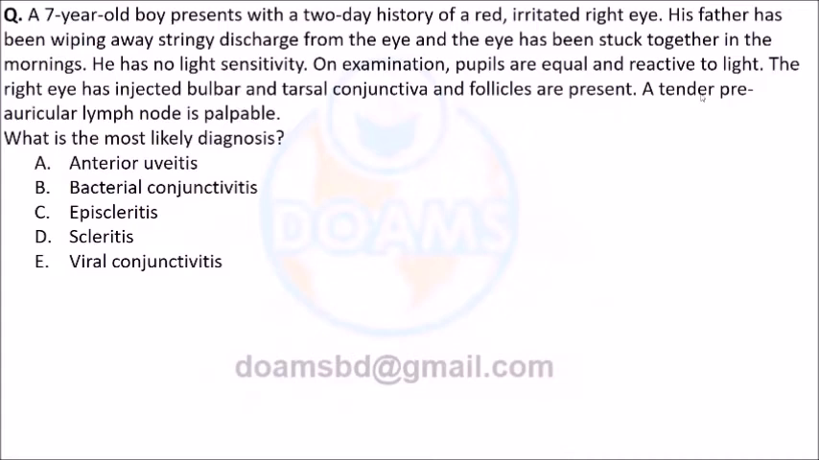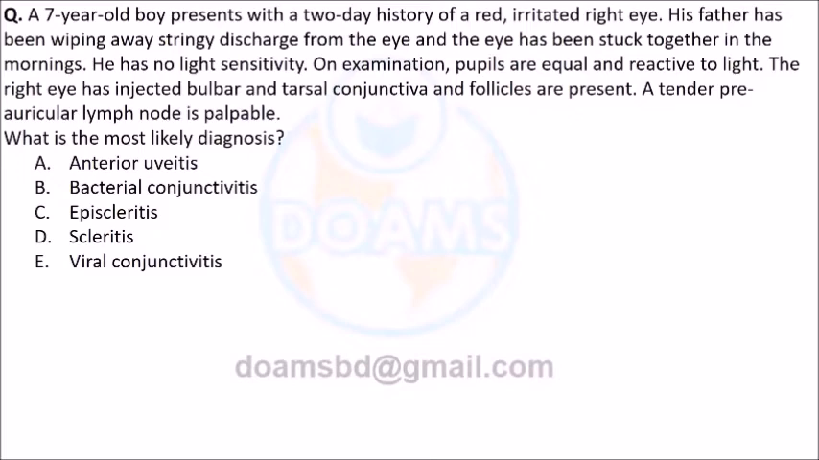A 7-year-old boy presents with a 2-day history of an irritated right eye. His father has been wiping away stringy discharge from the eye, and the eye has been stuck together in the mornings. He has no light sensitivity. On examination, pupils are equal and reactive to light. The right eye has injected bulbar and tarsal conjunctiva, and follicles are present. A tender pre-auricular lymph node is palpable. What is the most likely diagnosis?